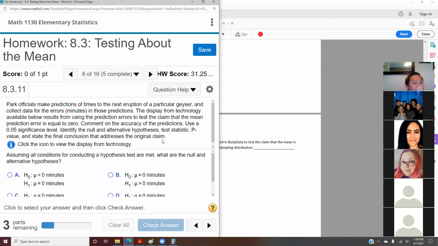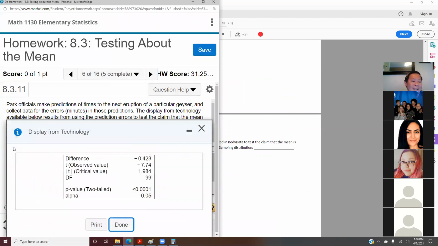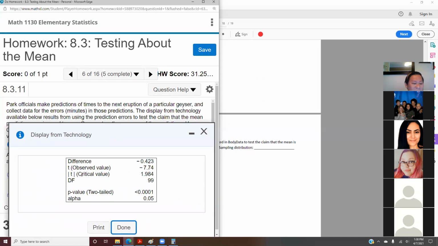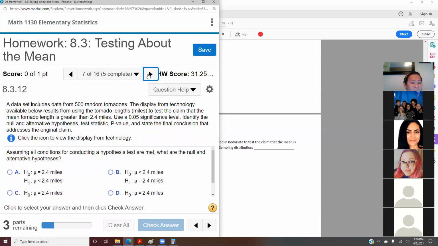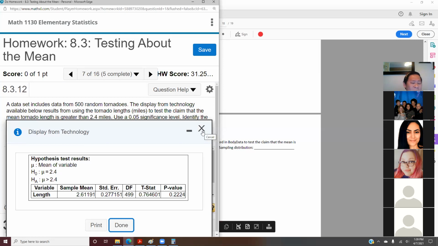Now, again, this is the same question. It has an icon here. The p-value is a p-value. The t is your test statistic in this case. Don't look at the critical observed value. The negative 7.74 is your test statistic in this case. Let's look at a few more, mostly the ones where the technology output comes out, so you just need to read.